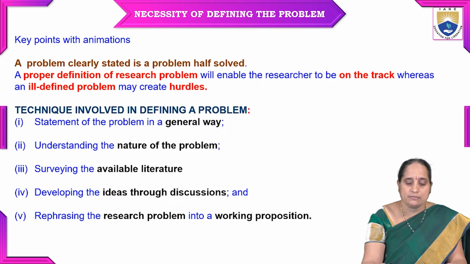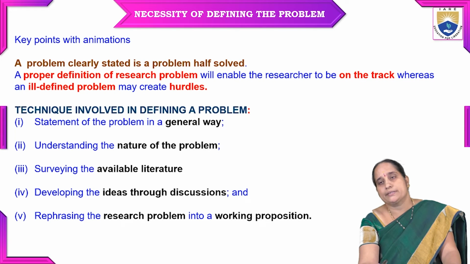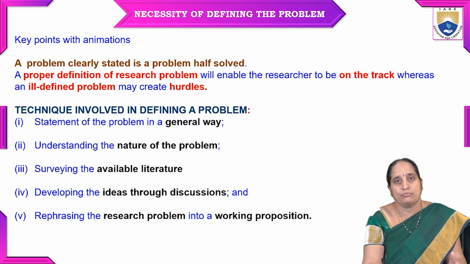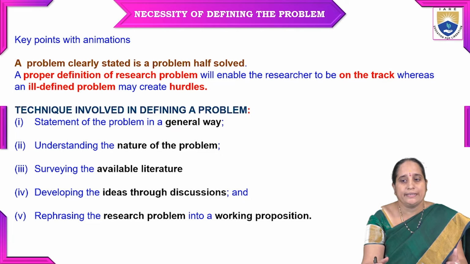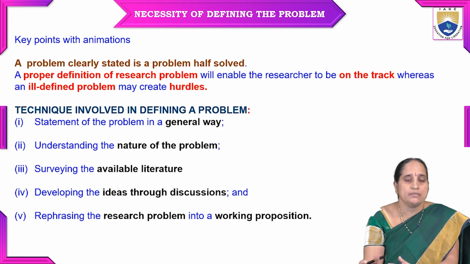The next one is surveying the available literature. Whether we have data, whatever you are going to do as research, whether you are able to get the subject related aspects or not, all these things we should also see while defining a problem.